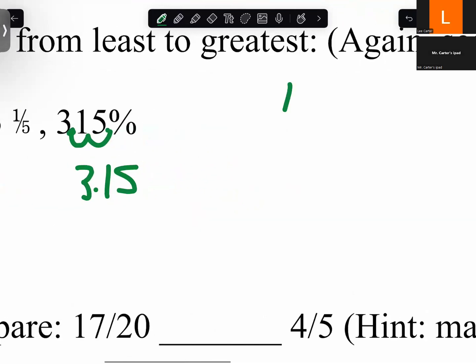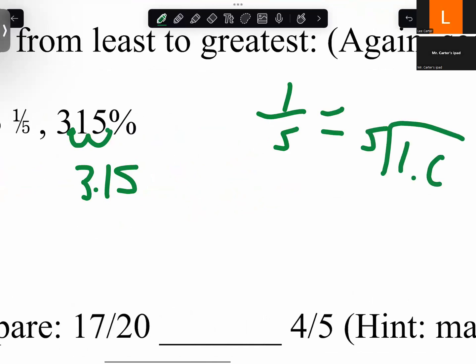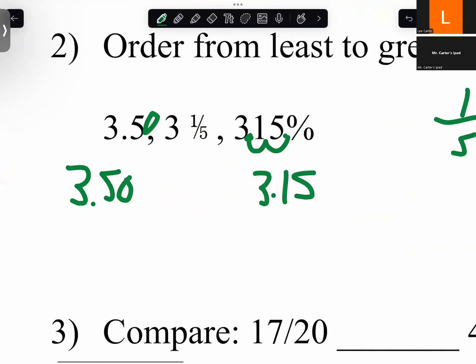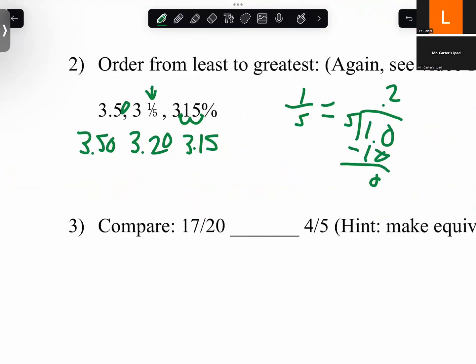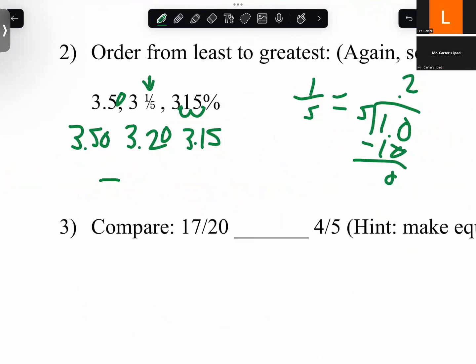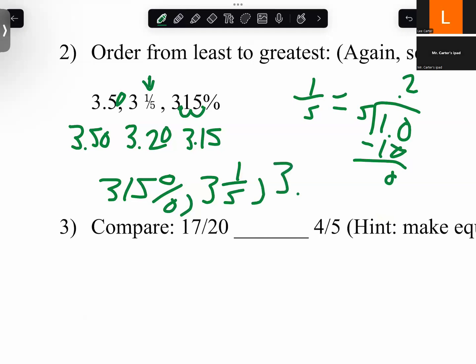And then 1/5. You divide, top dog in the doghouse, and that's going to be 0.2. So the 3 1/5 is 3.2, and then we can add a 0 on the end. Okay, so least to greatest, they would be in this order: 315%, 3 1/5, and 3.5.